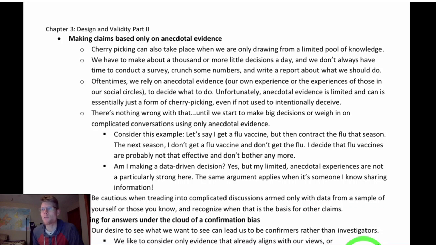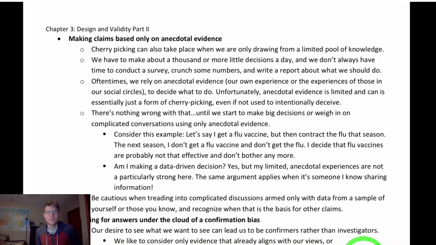Let's say that I get a flu vaccine one year, and then I contract the flu that season. Well, maybe the next season I'm thinking, maybe I shouldn't get the flu vaccine because it didn't really work for me. But if I'm deciding that from just my anecdotal evidence, from my sample size of one, how good is my data really? And just from one year, I happen to be in the whatever it is, the 40 to 60% of people for which the flu vaccine doesn't necessarily work.